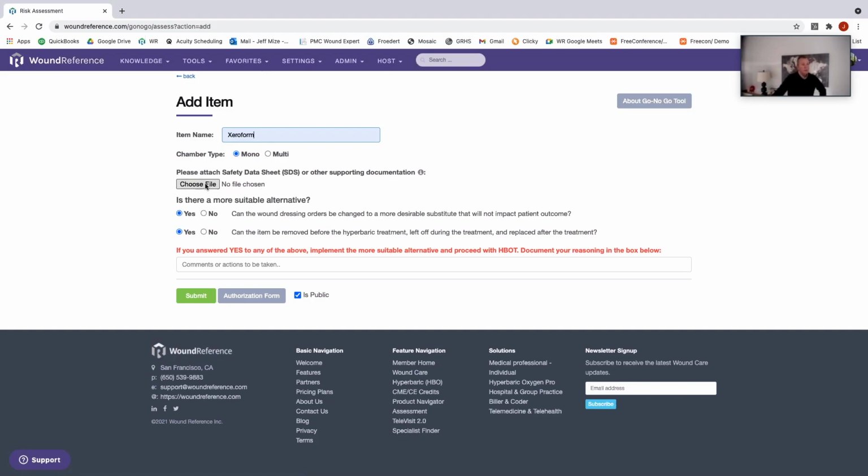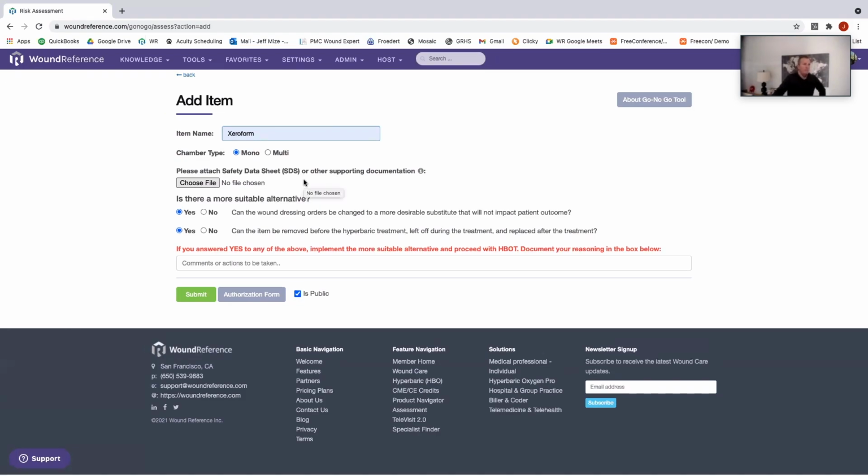You can upload or attach the safety data sheet for petroleum jelly by downloading the SDS to your desktop, clicking the choose file icon, and then uploading it here. And then that safety data sheet will be attached to this risk assessment.